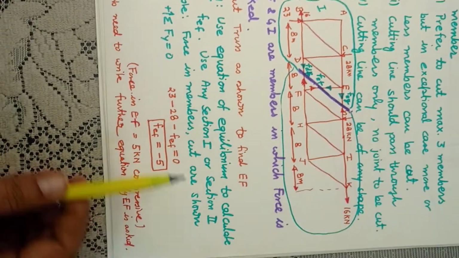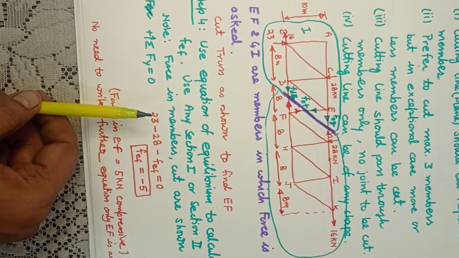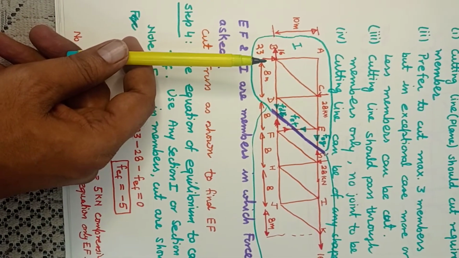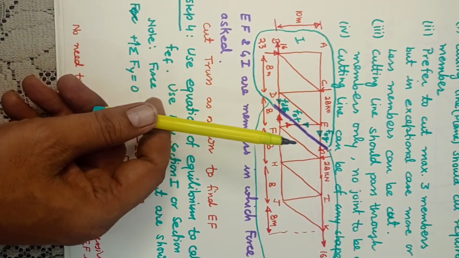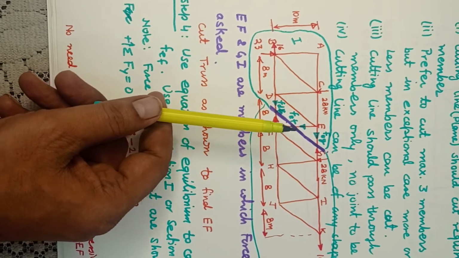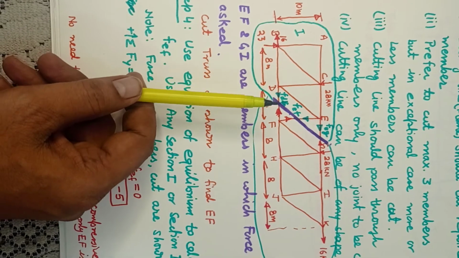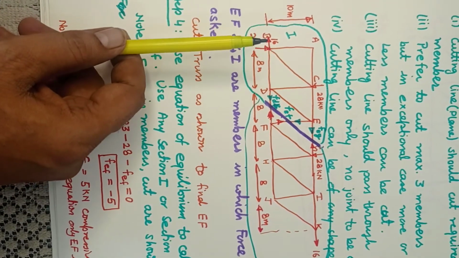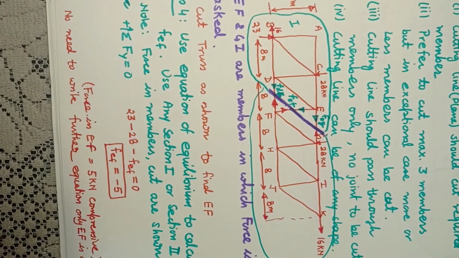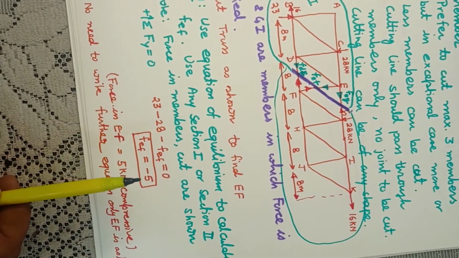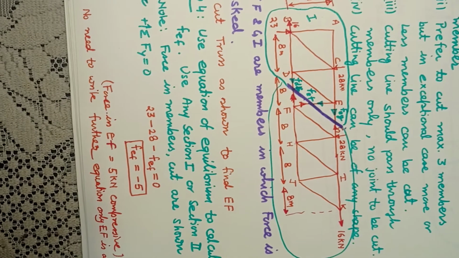So intentionally we have taken summation Fy equal to 0. So what are the forces coming? 23 upward, 28 downward and FEF downward. This is a horizontal force, it will not come into the equation. This is a horizontal force, it will not come into the equation. 16 is a horizontal force, it will not come into the equation. So one unknown is directly coming in my equation and I am able to get the unknown.